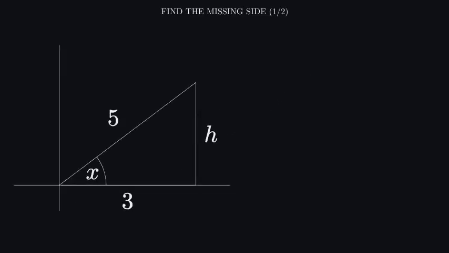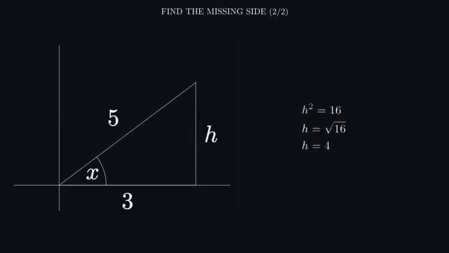Now we need the missing side, h. Since this is a right-angled triangle, we use Pythagoras' theorem. The hypotenuse is 5, and the adjacent side is 3. We square the sides, subtract 3 squared, and then take the square root. So the missing side is 4. This is the common 3, 4, 5 right-angled triangle.